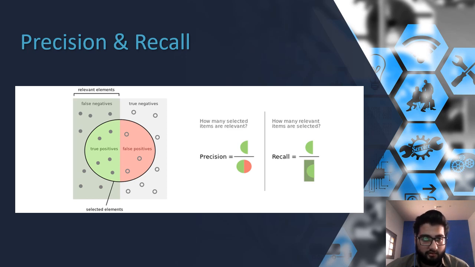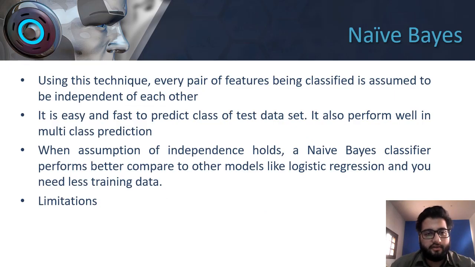Now, heading on to the second classification technique that we learned in module 2, that is the naive-Bayes classification technique. It is a classification technique based on the Bayes theorem with an assumption of independence among predictors. Using this technique, every pair of features being classified is assumed to be independent of each other. Why? Because it's easy and fast to predict the class of the test data set. Plus, it also performs well on a larger set.